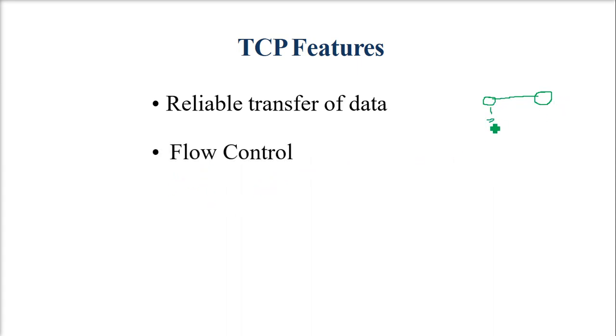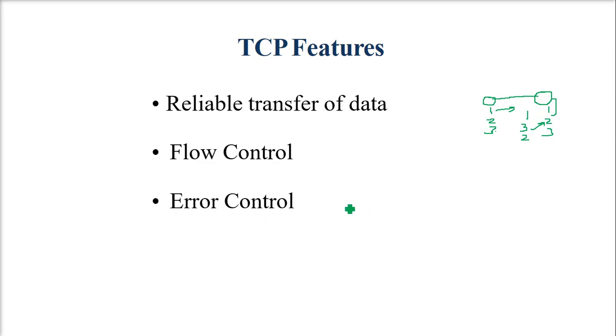Flow control is there. If packets 1, 2, 3 are sent, then they will reach as 1, 2, 3. Even if they reach as 1, 3, 2, it is the duty of the transmission control protocol to make it 1, 2, 3, and then the receiver will accept it.